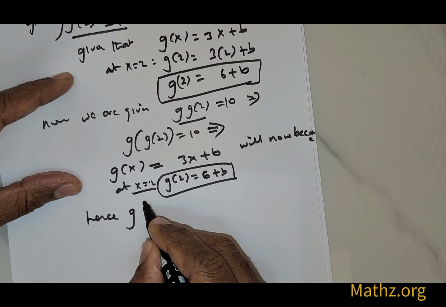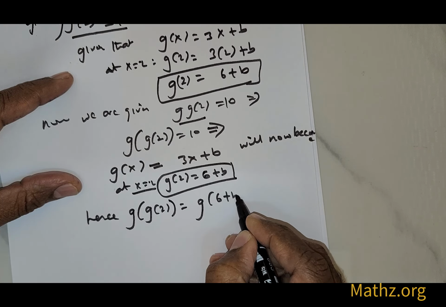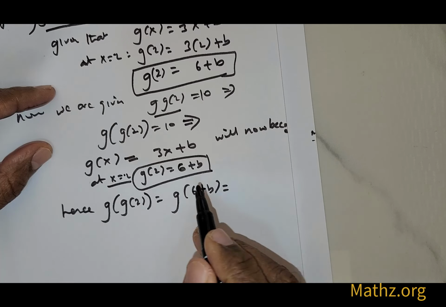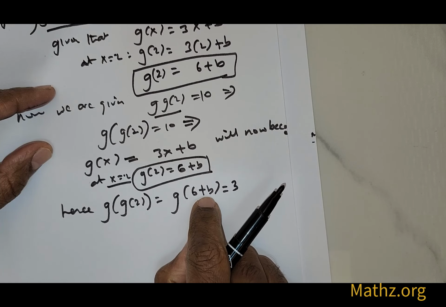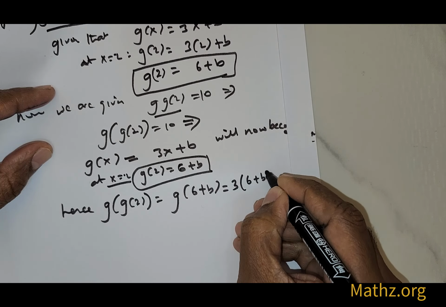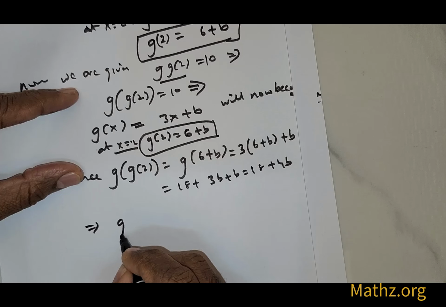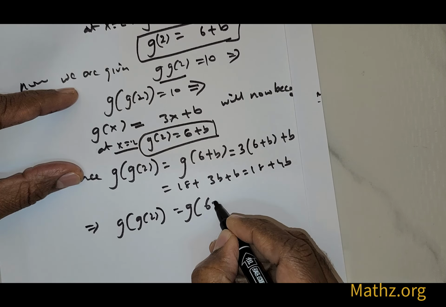So we take this value and substitute in g. Hence g of 2 is equal to g of 6 positive b, which is equal to, in place of x we substitute this value, 6 positive b. So this is going to be 3 times 6 positive b, which is equal to 18 positive 3b positive b, which is 18 positive 4b.